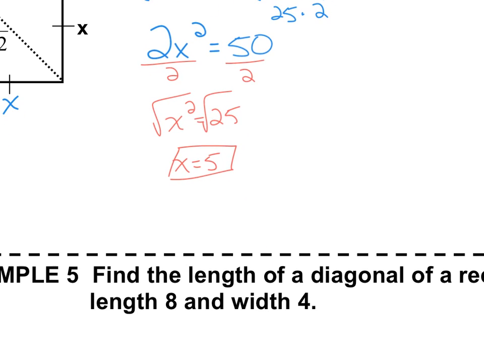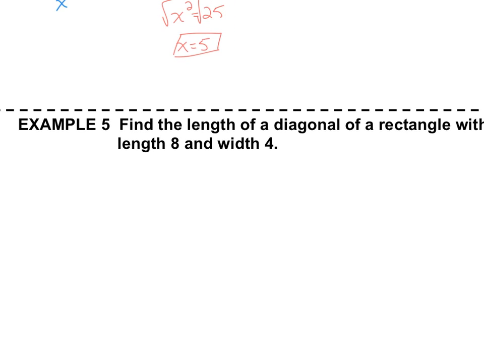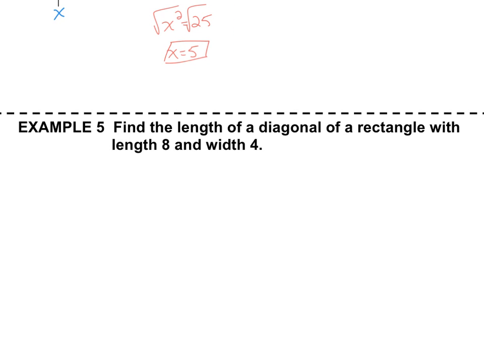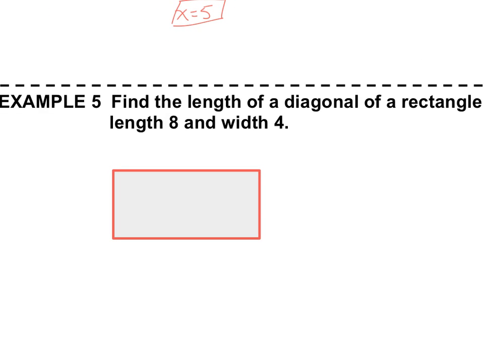All right. Let's go to the next one. It says the length of a diagonal of a rectangle with length 8 and width 4. So we need to draw a rectangle first. Got to have a picture. And then I'm going to fill in what I know. I need to find the length of the diagonal.